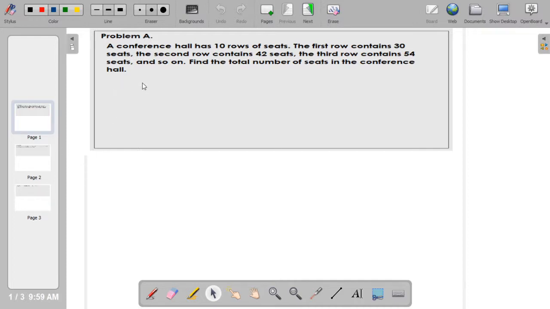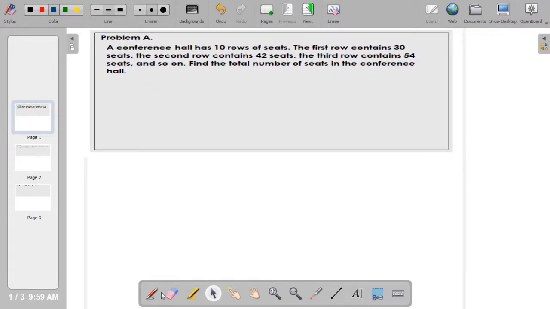Okay. So, there are 10 rows. Sa first row, there are 30 seats. Dayon sa sunod na row, there were 42 seats. Then sa sunod na row, there were 54 seats. And so on. So, the pattern continues for this one. Kung imong tan-aw, this is an arithmetic sequence. The problem here is that we are going to find the total number of seats in the conference hall. Pila total niya kung imo ni siyang i-add? Pila man ka rows, there were 10 rows.